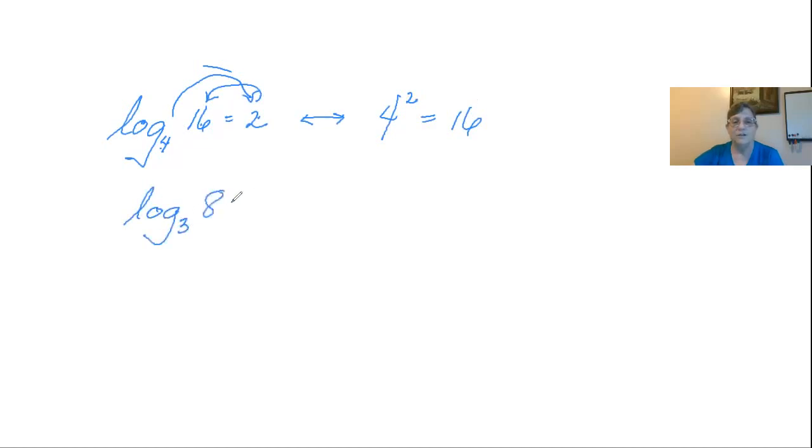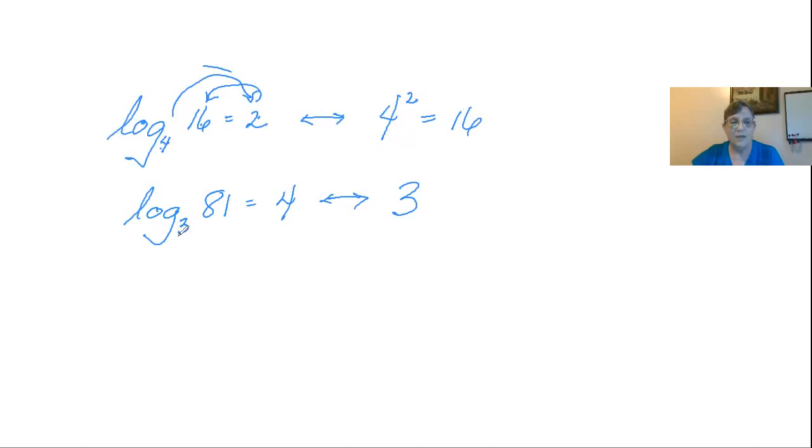The log base 3 of 81 is 4. Write that as an exponent. You start with a 3. And this is called a base, whether it's written as a logarithm or as an exponent. In this problem, 4 is the base, 2 is the exponent, 16 is the answer, basically. So the base raised to an exponent equals some number.